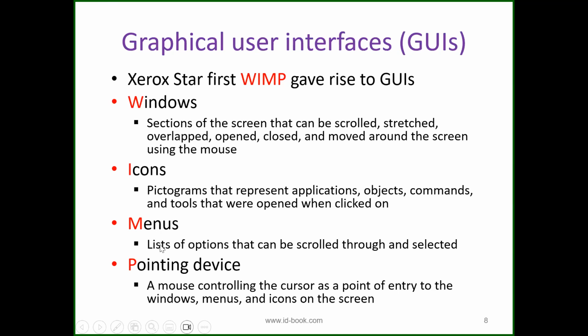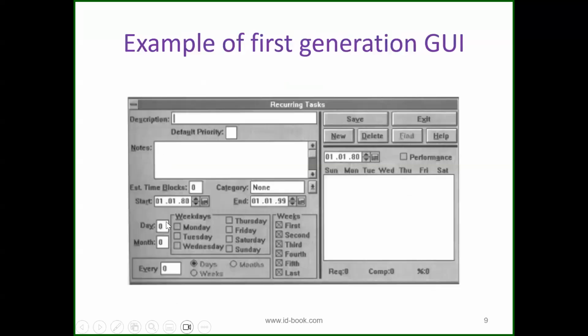A menu is where we list a number of options that can be moved or scrolled through and selected. Pointing devices, what are the pointing devices? We have pointing devices like the mouse, the cursor, and the up and down arrow keys on the laptop. Basically, they help us to interact with windows, icons, and menus.